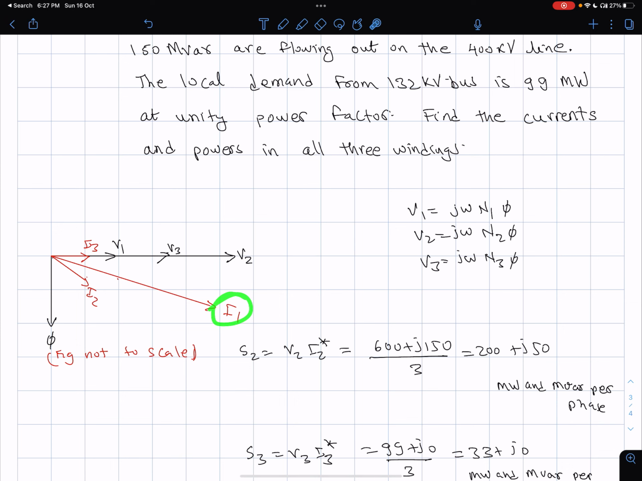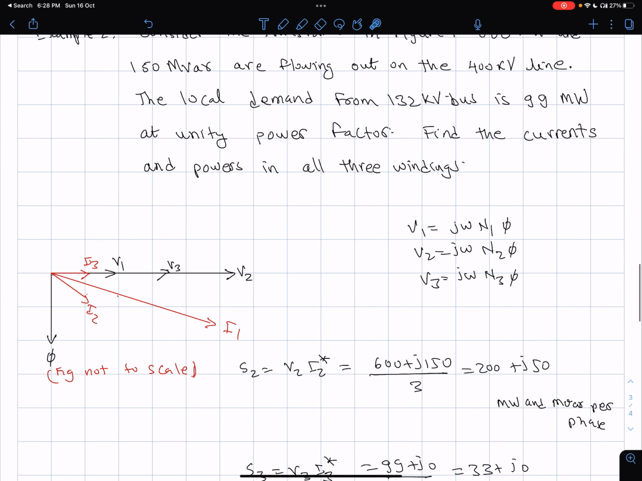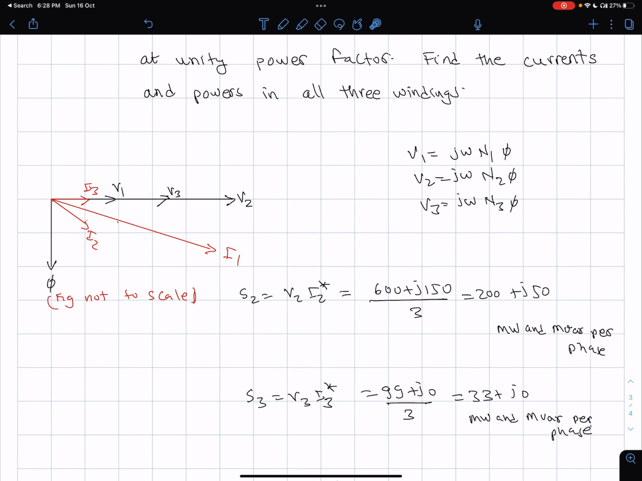The first thing I have to calculate is to find the currents and power in all the three windings. So first I should calculate I1. After I have calculated I1, with I2 and I3 known, then V1 I1 star, V2 I2 star, V3 I3 star. So let's start with winding 2. I1 we will do at the end, because it is superposing the loads from the second winding and the third winding. So first we should understand what's happening with winding 2 and winding 3.